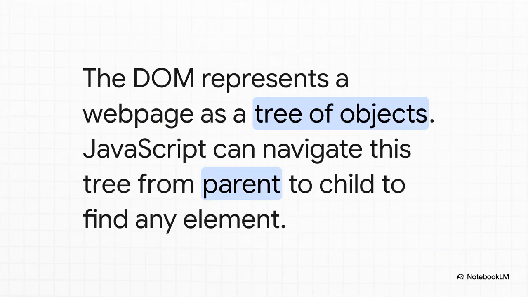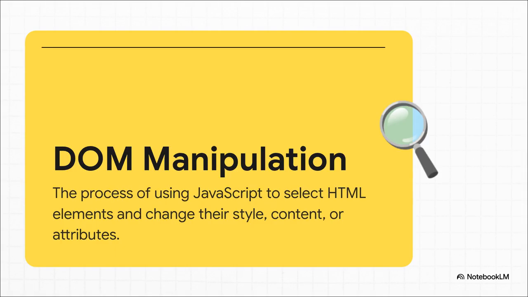And this map is laid out a bit like a family tree. At the very top, you have the main HTML document, and inside that, you have its children, like the body of the page. And inside the body, you have its children, like paragraphs and images and buttons. JavaScript can walk this entire tree to find the exact element it's looking for. And that whole process has a name, DOM manipulation.